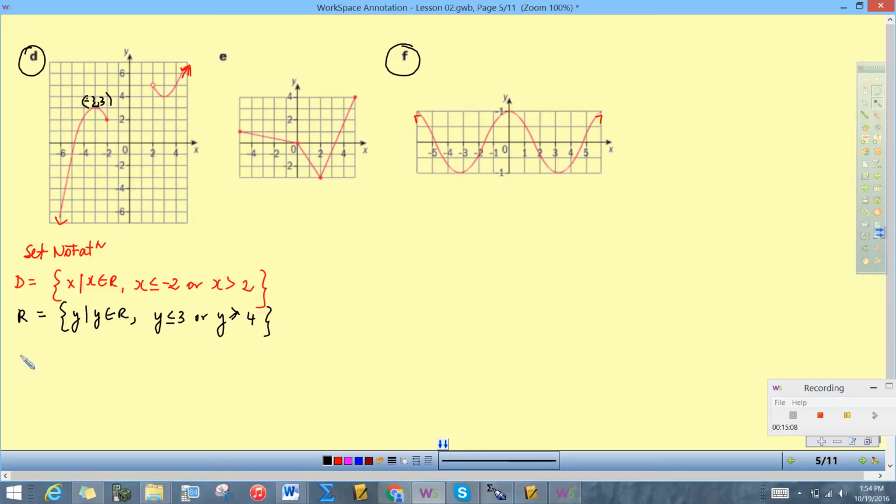All right, now setting this up in interval notation might be a little bit easier to do here. So let's do the interval.